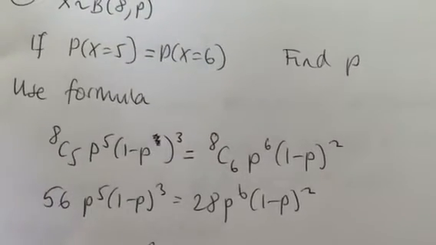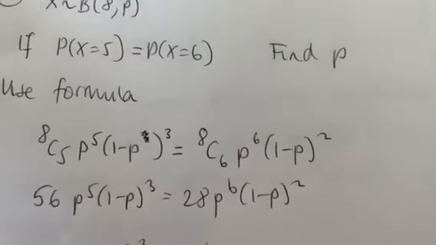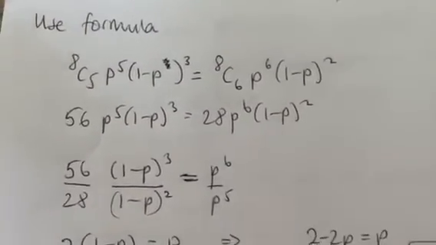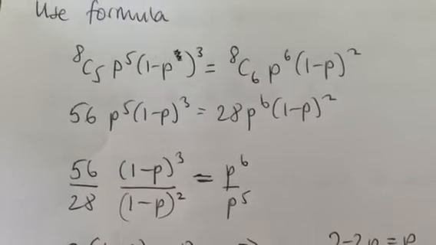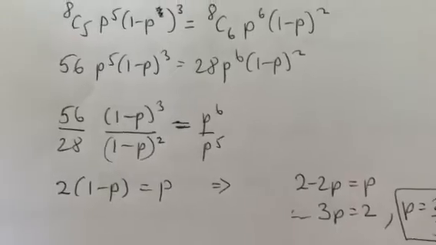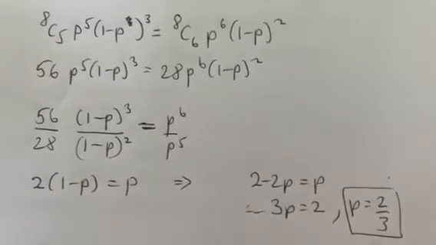Work out what 8C5 is and 8C6. And now it's just turned into an algebra question. So you divide by your lowest power of each term. So you end up with getting P is 2/3.